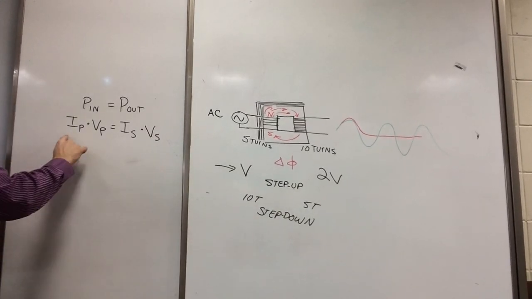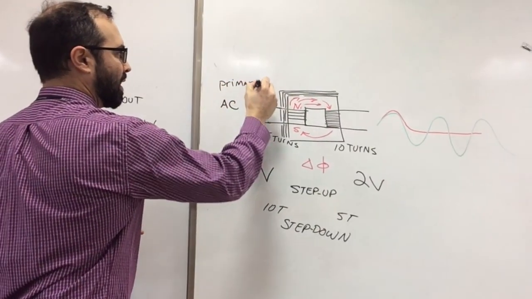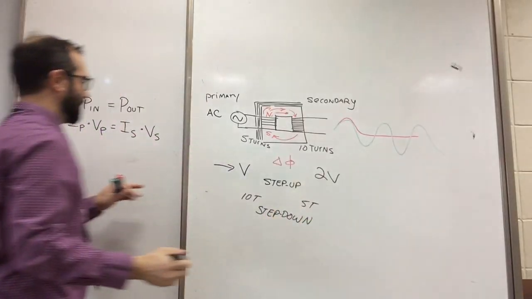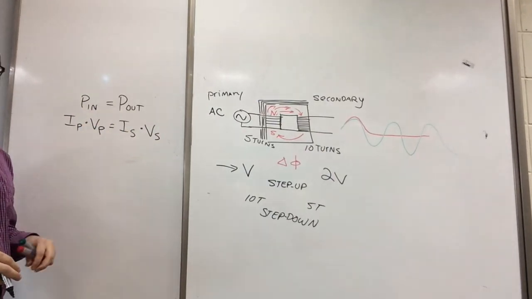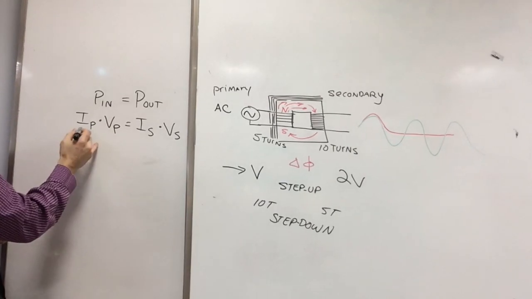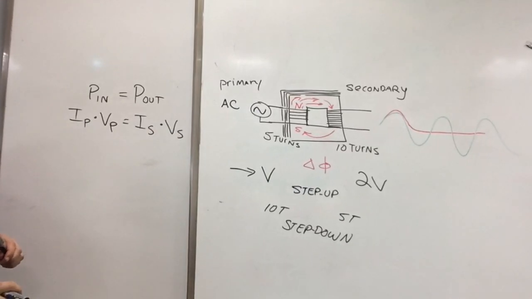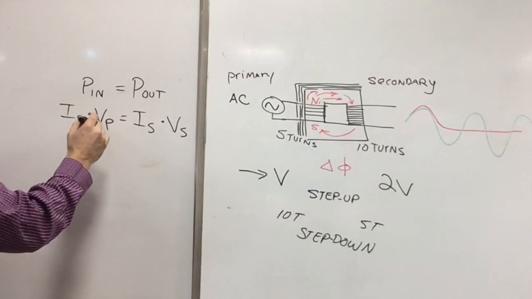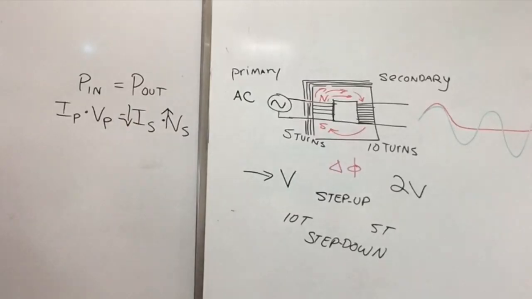So in this case, if we have our primary and our secondary, if we call this our primary side over here, the secondary, we can break it into our power in is equal to our power out, and that's in an ideal transformer. And if this power in is equal to power out, we've got our I times V for our primary on one side, and I times V for our secondary on the other side. If our voltage goes up on one side, then we're definitely going to need to have our I go down.